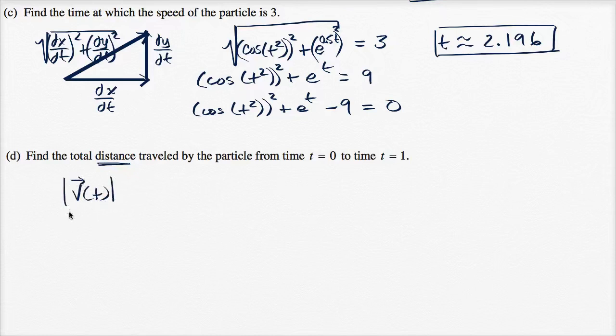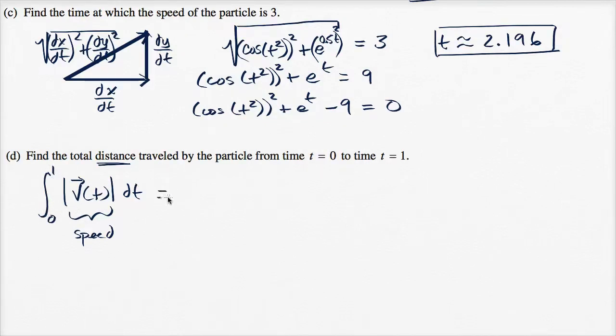If you took your speed, that's your speed right over there, and if you multiplied it by a little small change in time, that's going to give you your infinitesimally small change in distance over that infinitesimally small change in time. And if you wanted to find the total distance over a non-infinitesimal change in time, well, then you can integrate. And you can integrate those little changes in time, in this case, from t equals 0 to t equals 1. This is going to be the expression for the total distance.